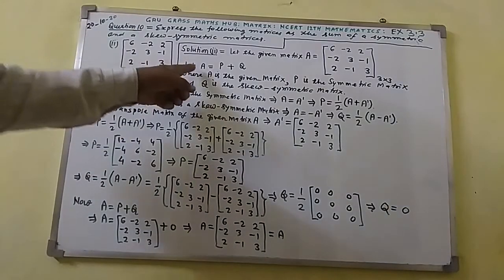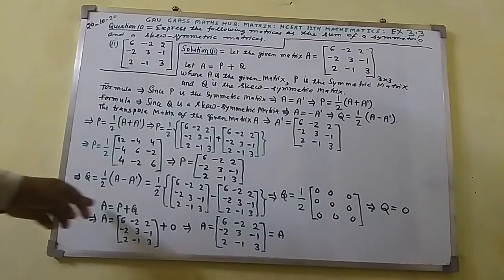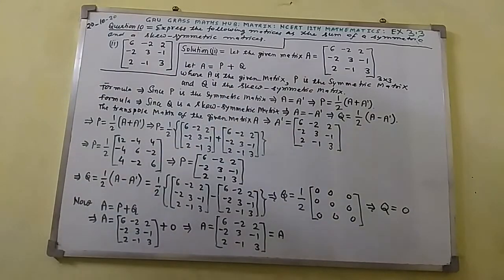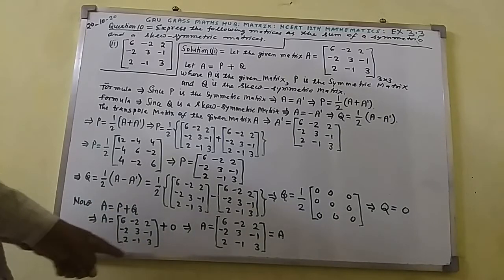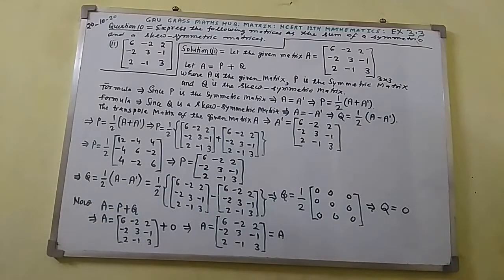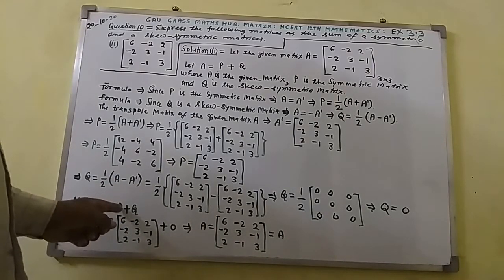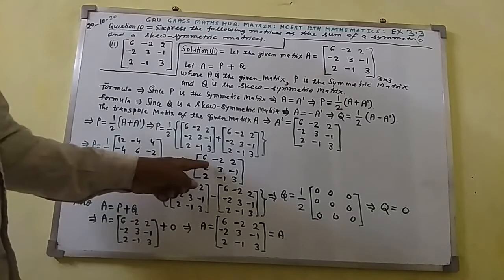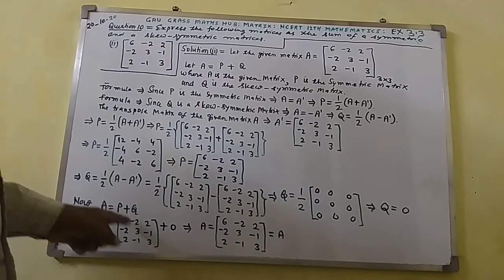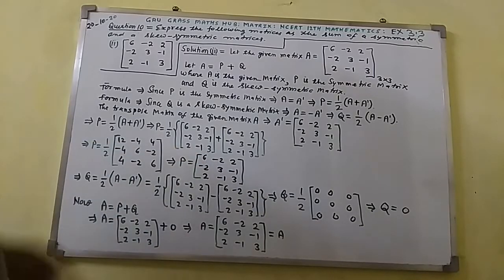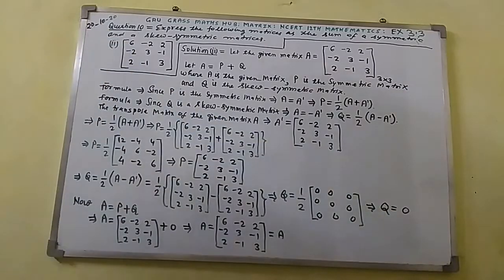Now reflect this expression: A equals P plus Q. I shall put the value of A as P plus Q. A equals the value of P, which I have reflected from this place, P equal to this one, and the value of Q I have got is 0, from this place.